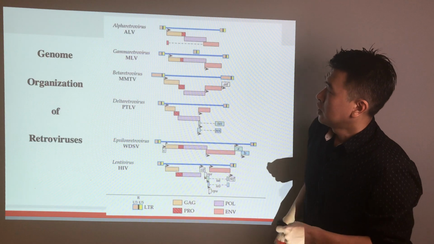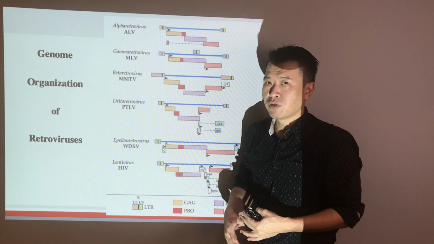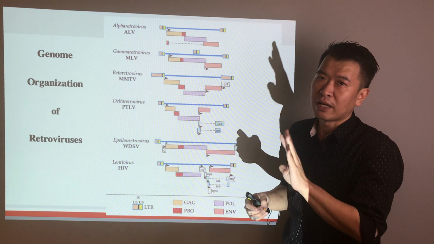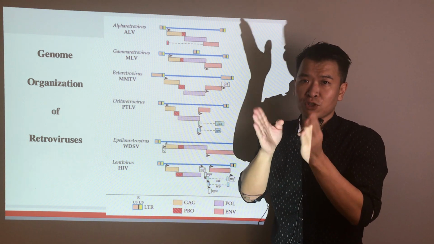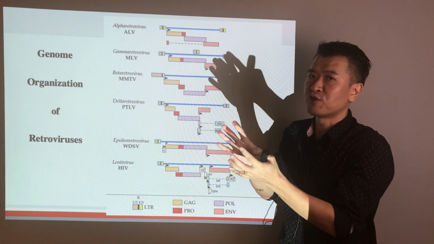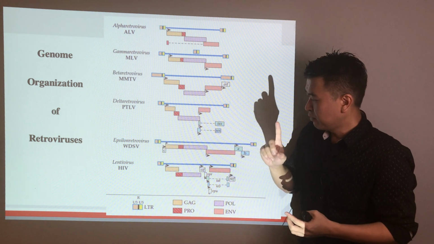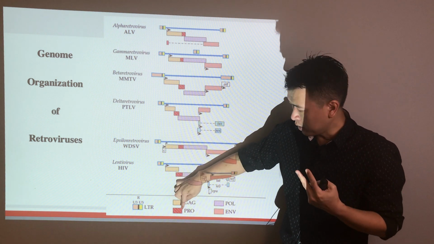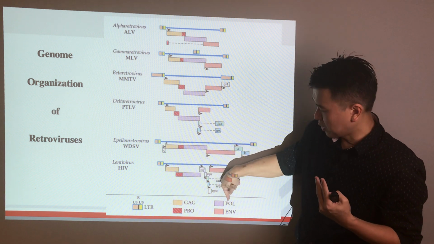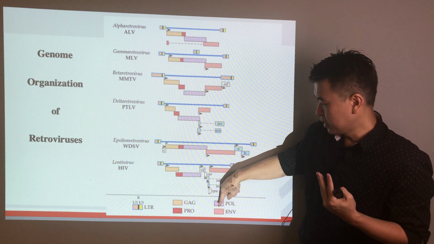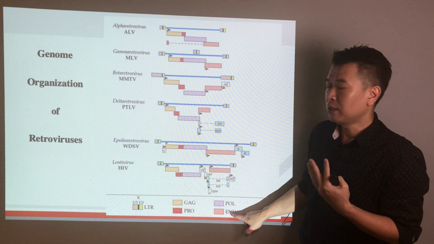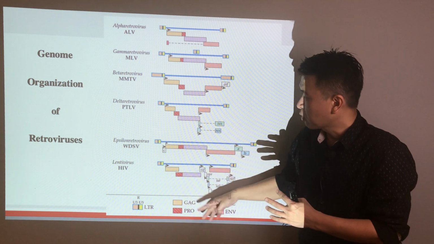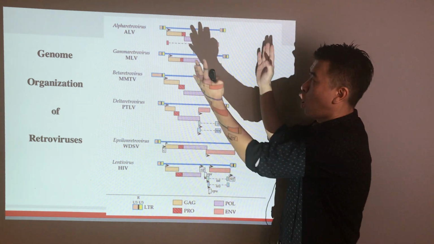All right, so let's have a look at the genome organization of the retrovirus. There are four groups of genes that are very important. I'm specifically saying four groups of genes. The first group is GAG, group specific antigen, that I mentioned. The second group is protease. The third group is polymerase, POL. The fourth group is the envelope. So these are the four groups of genes that code for different proteins.